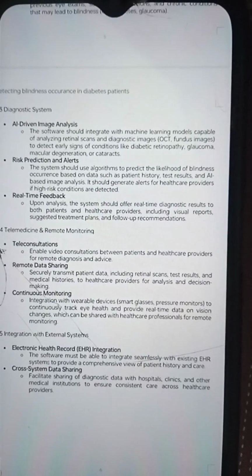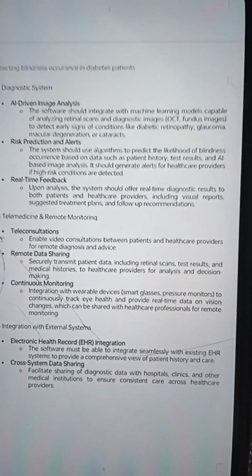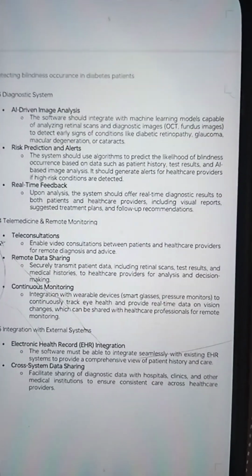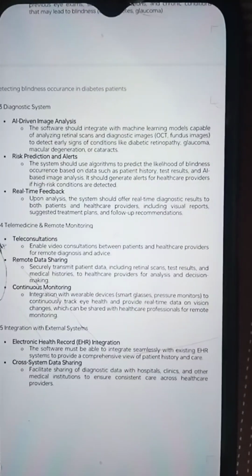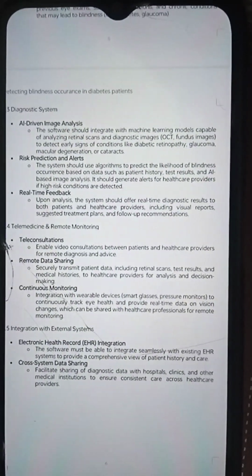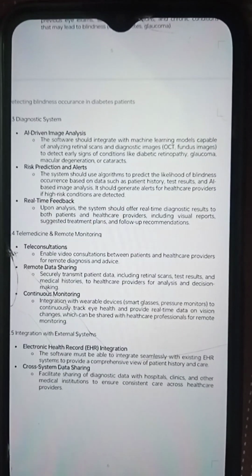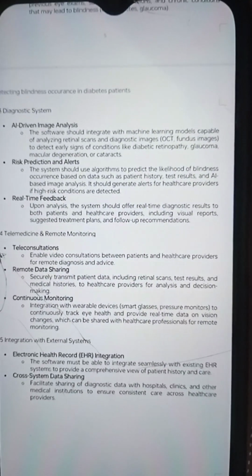The system should integrate machine learning models capable of analyzing retinal image scans and diagnosing the images to detect early signs of conditions like diabetic retinopathy, macular degeneration, or cataracts. Next, risk prediction and alerts. The system should use algorithms to predict blindness occurrence based on data such as patient history.